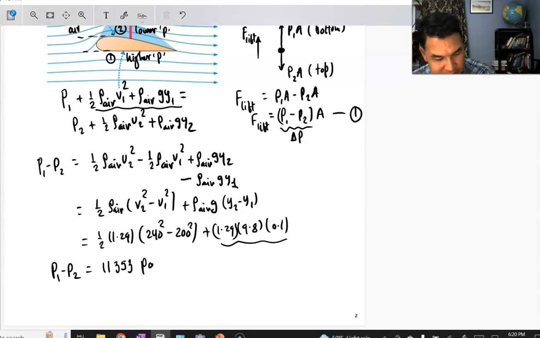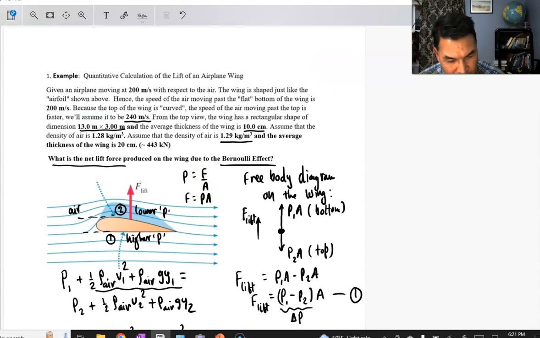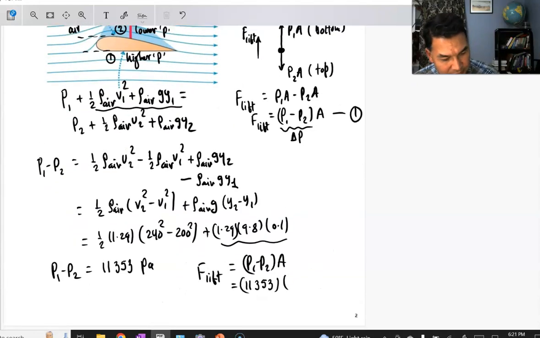11,353 pascals. Remember, it's the standard unit, pascals. Now we're almost done. From equation number 1, the lift produced on the wing is the change in pressure, which we just found, times the area of the wing. So the difference in pressure is 11,353 pascals, times the area of the wing, which is 13 times 3, already in square meters.